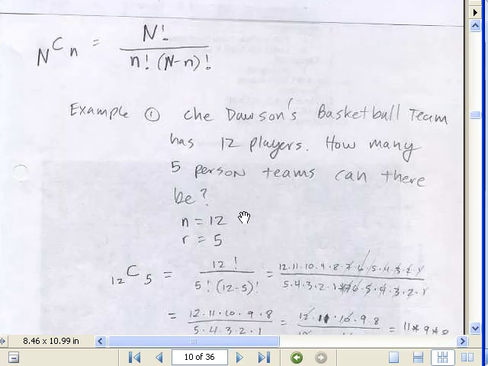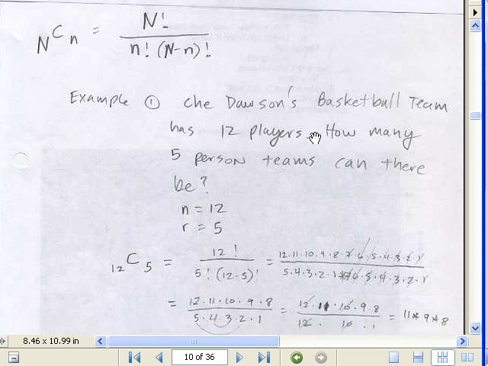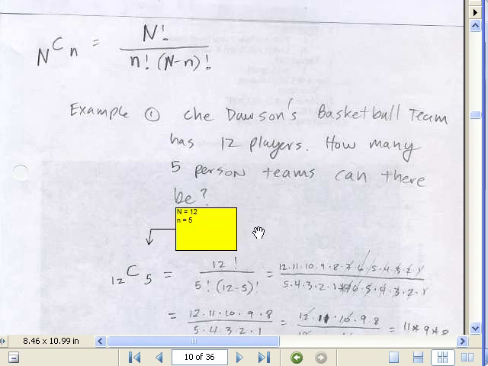Before we look at the population sample example, I just want to give you a nice, straightforward, easy to understand example for our combination. Here's Che Dawson. He is the basketball coach here at Highline. Che Dawson has a team, and he has 12 total players, and he needs to figure out how many 5-person teams there can be. Oh, that's got the wrong notation there. That's little n, and that's big N. All right, so big N equals 12. And little n is 5.